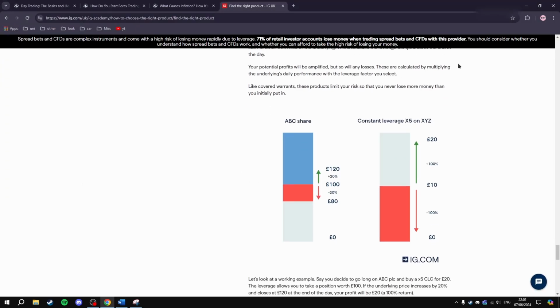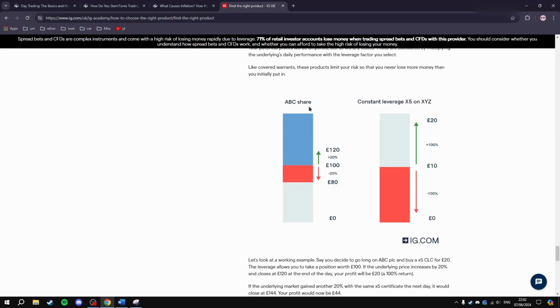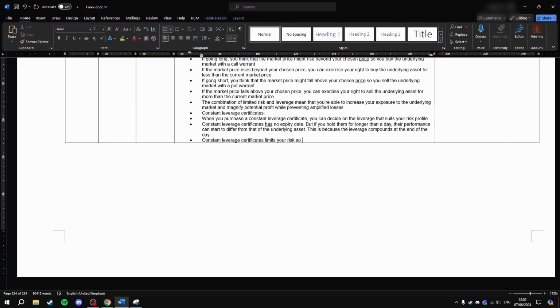Your potential profits will be amplified, but so will any losses. These are calculated by multiplying the underlying's daily performance with the leverage factor you select. Like covered warrants, these products limit your risk so that you never lose more money than you initially put in.